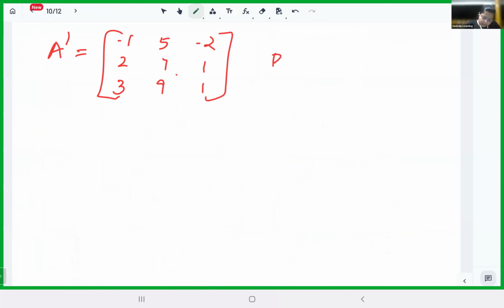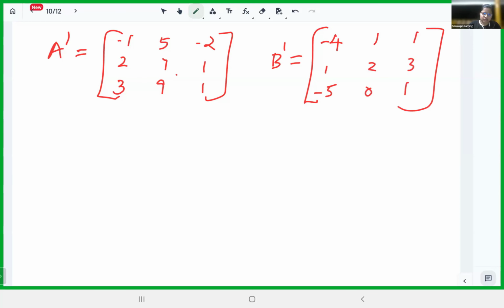Okay, now what about B transpose? B transpose is also like that. That is minus 4, 1, minus 5 is the first row of the matrix B. So what about the first column of B transpose? Same, right? So that is equal to minus 4, 1, minus 5, then 1, 2, 0, then 1, 3, 1. So this is our matrix B transpose. And what about A transpose plus B transpose? You have to add these two matrices. How will you add the two matrices? You have to add the corresponding elements.